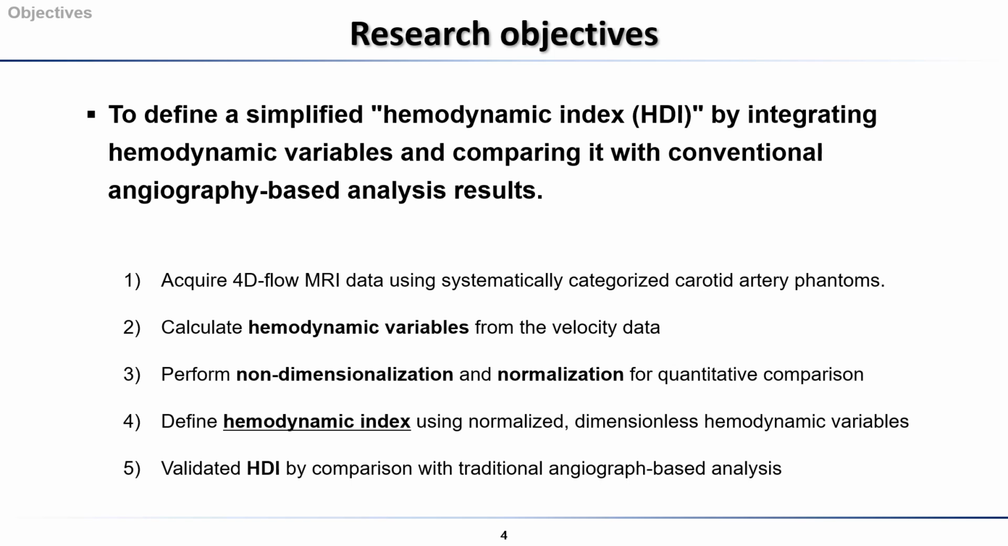We acquired the 4D flow MRI data using systemically categorized carotid artery phantoms, and we calculated the hemodynamic variables from the velocity data. And also we performed the non-dimensionalization and normalization for quantitative comparison. And we define the hemodynamic index using normalized and dimensionless hemodynamic variables. And finally, we validate HDI by comparison with the traditional angiography-based analysis. So I will present a brief explanation of this process today.